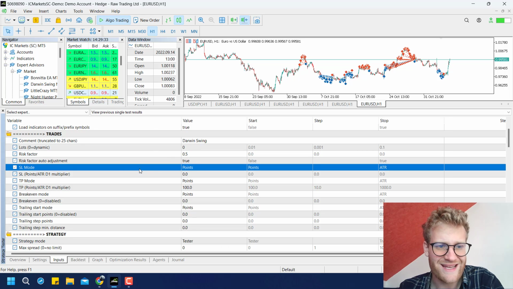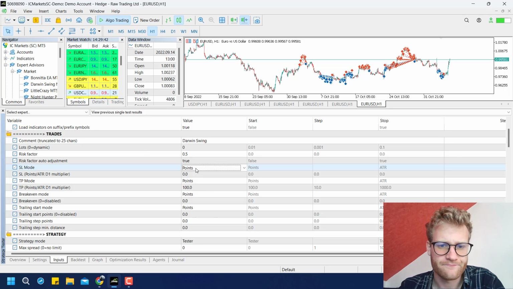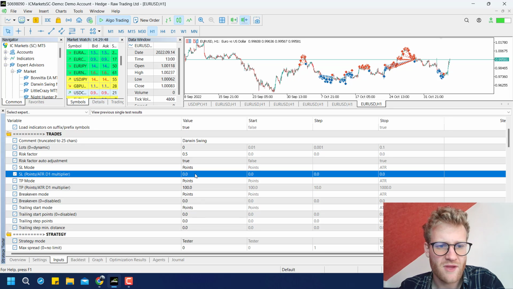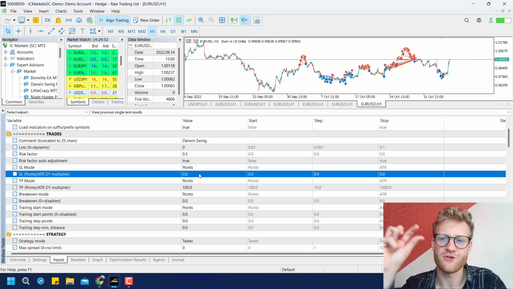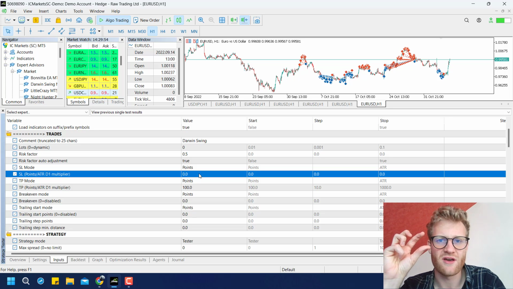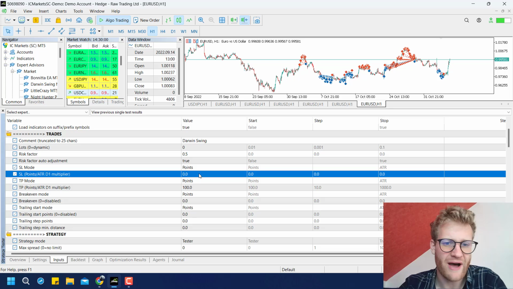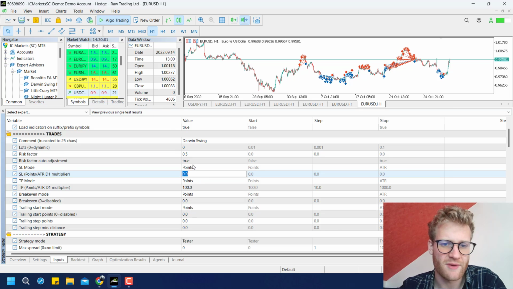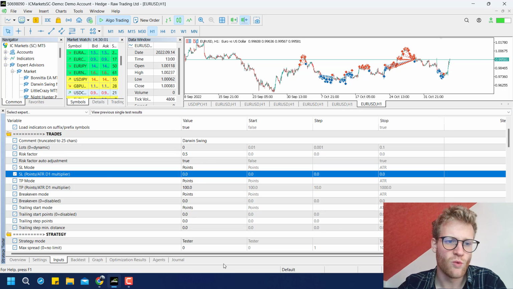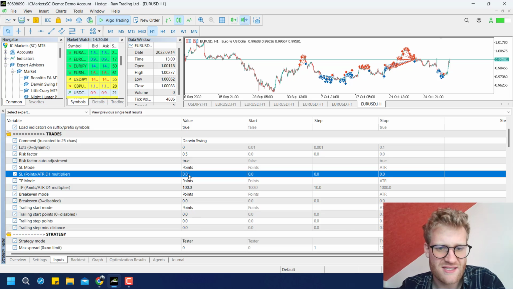So we have an SL mode, so we can choose an SL in points or in ATR multiple, or multiplier of the ATR indicator. The ATR indicator is an indicator that measures the average range of bars of a specific time frame. And here he uses the D1 bars.